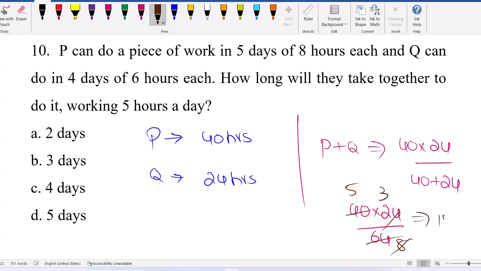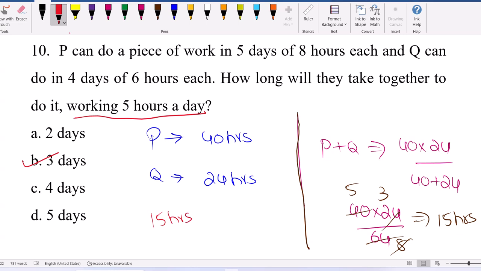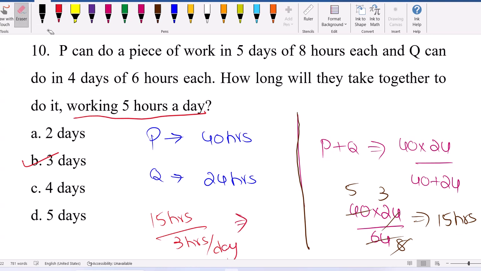15 hours are required here. If both are working together, 15 hours is required. They are working how many hours per day? 5 hours per day. Then how many days are required? 3 days. 15 hours is what they want together, and as they are working 5 hours per day, it requires 3 days.